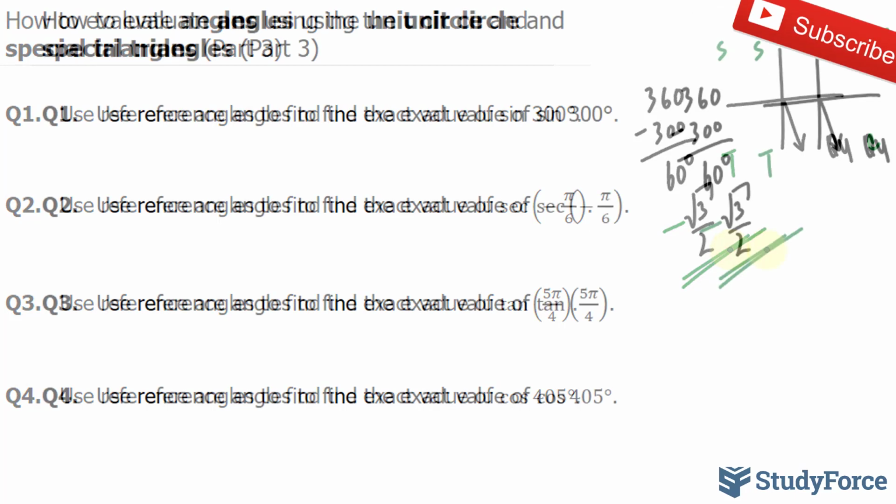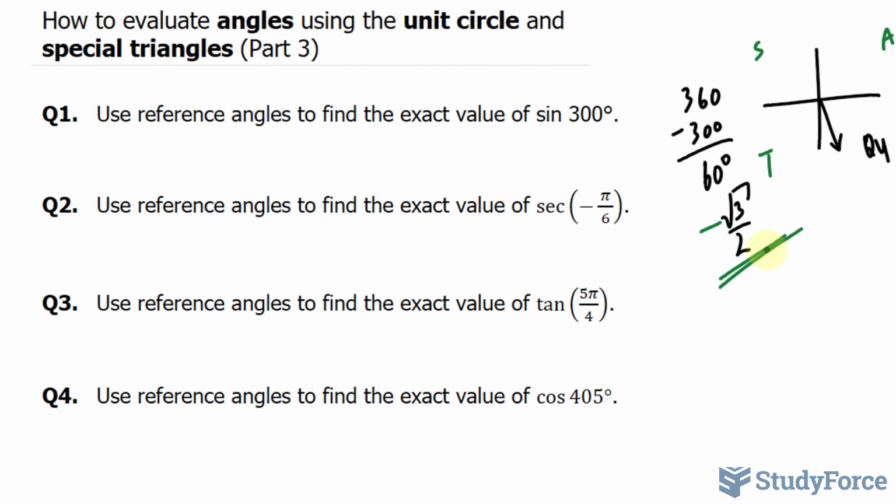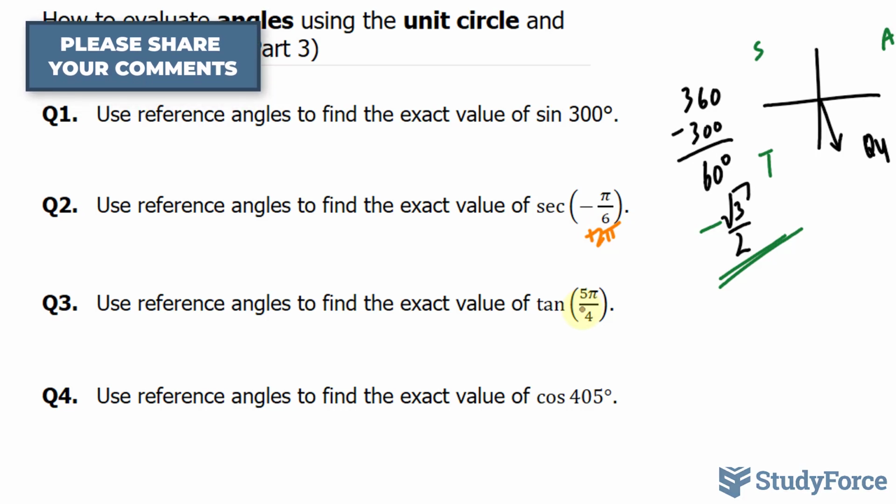Moving on to question number 2, they want us to use the reference angle to find the exact value of secant negative pi over 6. Now our angle here is not between 0 and 2 pi. We should make it between 0 and 2 pi for simplicity's sake. To do that, I'll find its coterminal angle by adding 2 pi to this number. I'll show you how to do it manually, although you could most likely do it on your calculator.